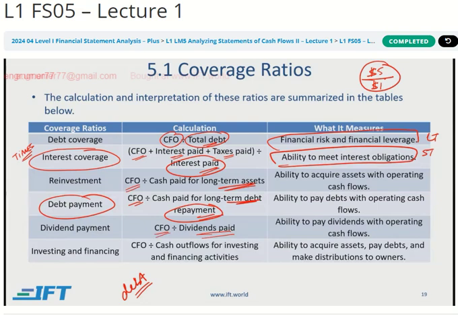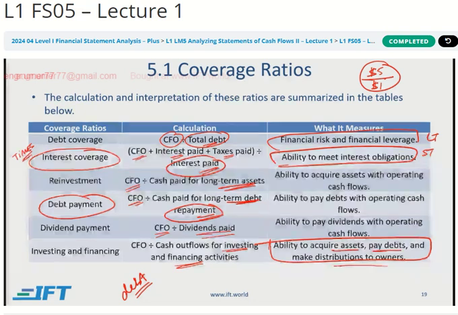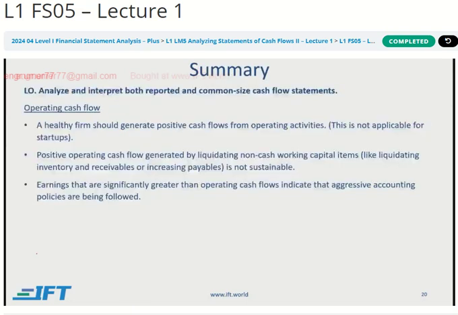And then lastly, of course, compared to your investing and financing. So ability to acquire assets or pay debts and make distribution to owners. So everything comes together in your investing and financing activities, where you're comparing your CFO to your CFI and CFF. So that is it for this very interesting learning module. Let's have a look at the summary.